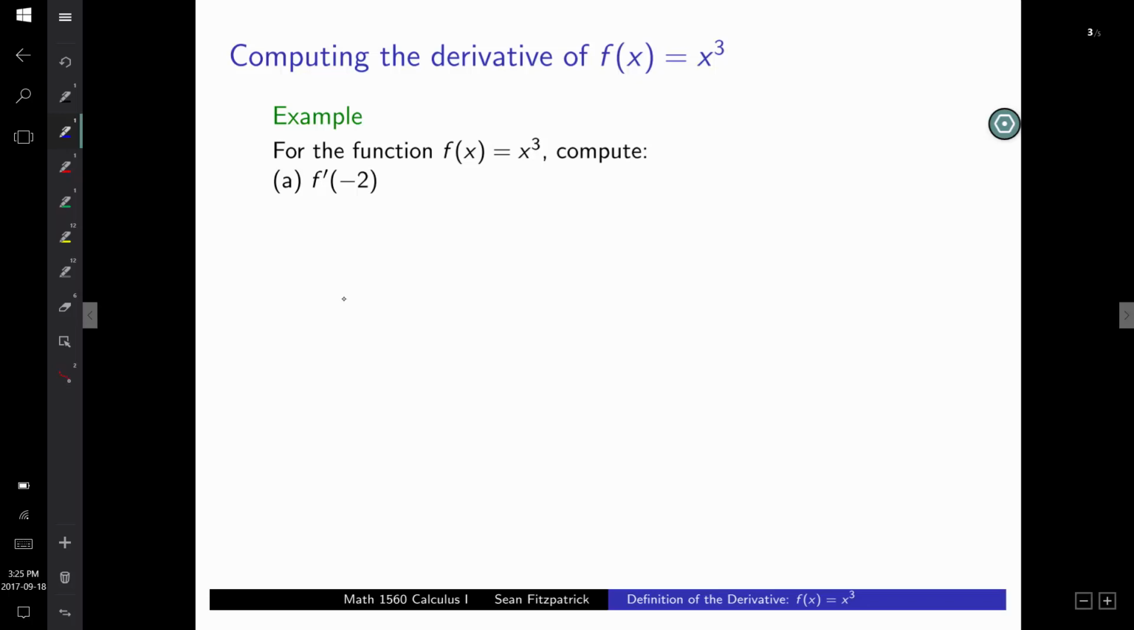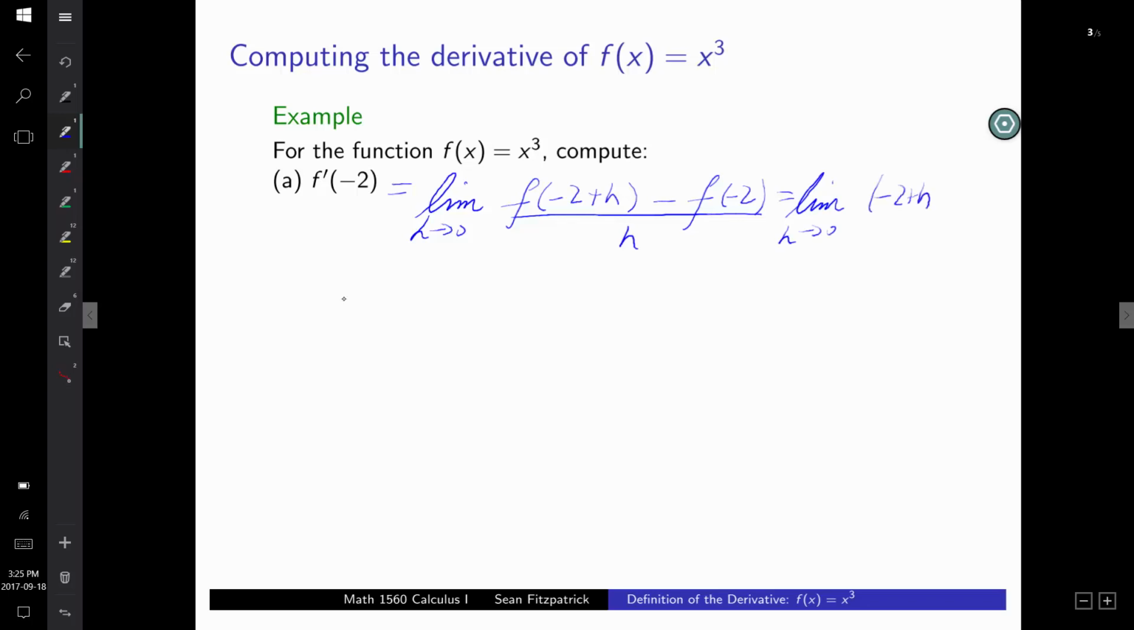So how is this defined? f prime at minus 2. By definition, this is the limit as h goes to 0 of f at minus 2 plus h, subtract f at minus 2, over h. So let's plug in our function. So this is minus 2 plus h cubed, subtract minus 2 cubed, all divided by h.